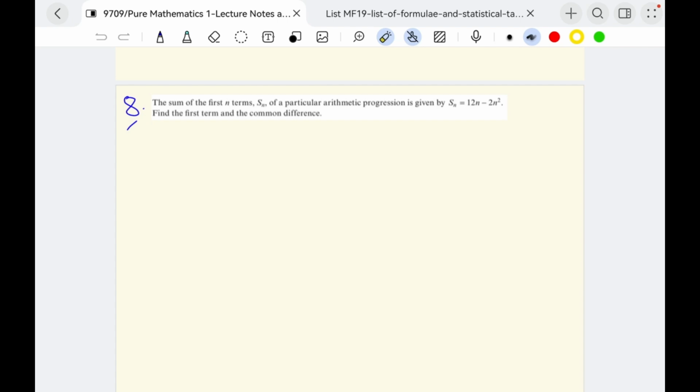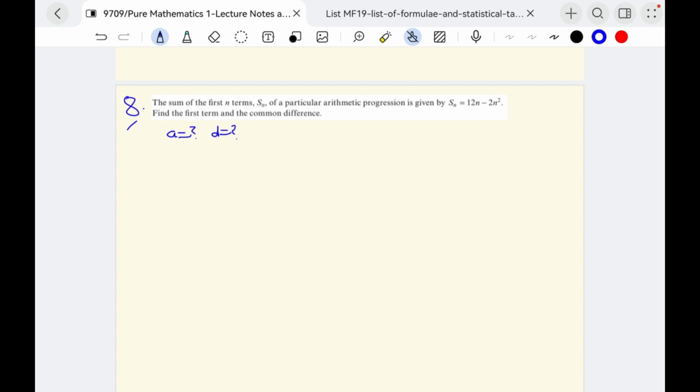Okay, this is question 8. All right, so this is also from the course book. It's still under the arithmetic progression. The sum of the first n terms, represented as Sn, of a particular arithmetic progression is given by Sn equals 12n minus 2n squared. Find the first term and the common difference. So we have to find A and D.